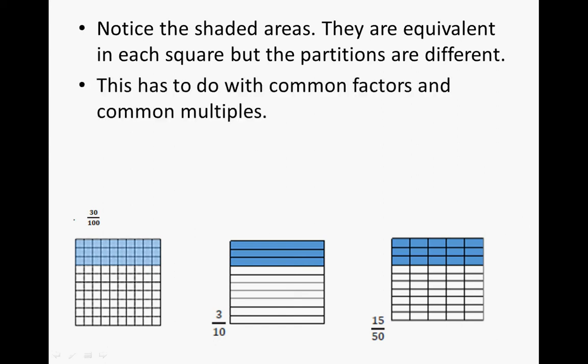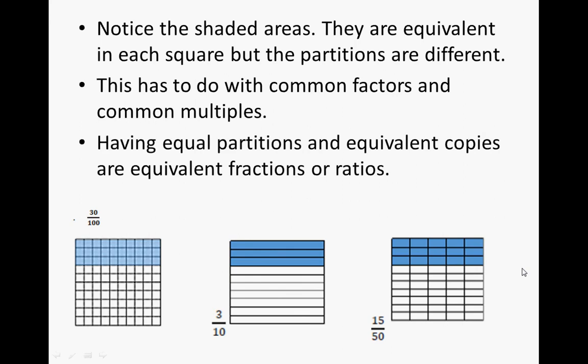This has to do with common factors and common multiples. Notice that 30 out of 100, since this is 100 squares and 30 of them are shaded, can be the same as if we take this and split it into 10 equal sections and color in 3, or if we split this into 50 parts and color in 15. So having equal partitions and equivalent copies are equivalent fractions or ratios.